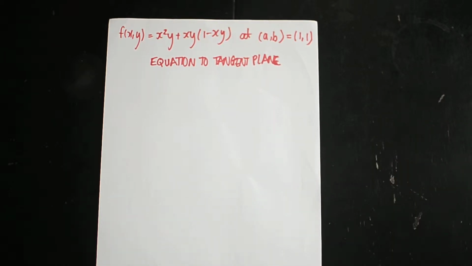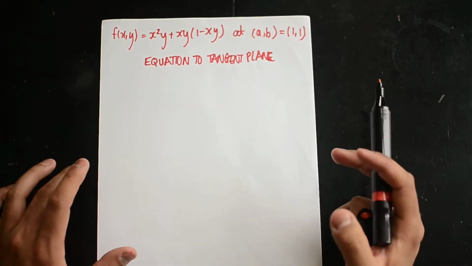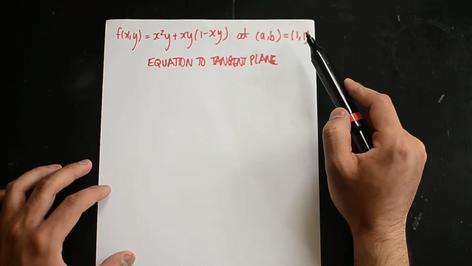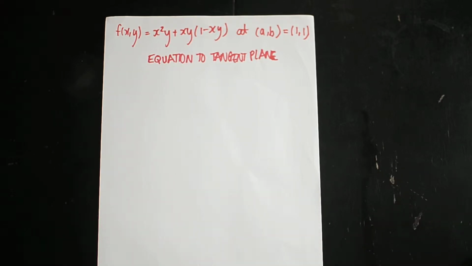Here we have a question where it's going to ask you to find the equation of the tangent plane to the graph of this massive equation here. And it's told us the point at (a, b) = (1, 1). So this is quite a big question, and there's one equation that you need to know.